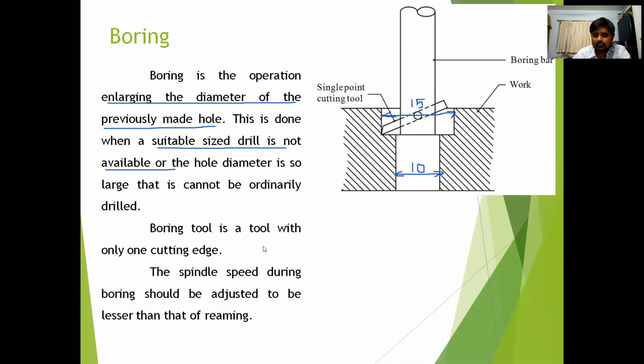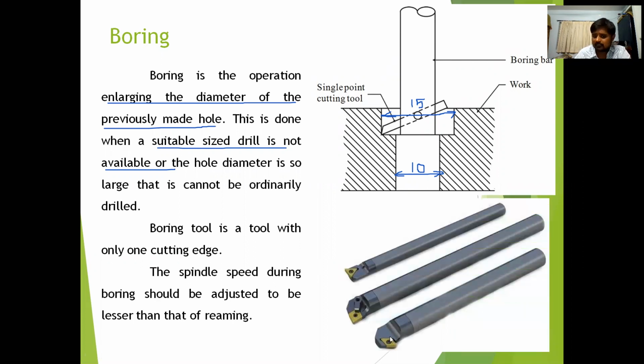A boring tool is a tool with only one cutting edge. You have to remember that. The drill bit and reamer are both multi-point cutting tools, and the boring bit is a single point cutting tool. It has only one cutting edge. The spindle speed during boring should be adjusted to be lesser than that of reaming. So these are the boring bits. This is the cutting edge. This is about boring.